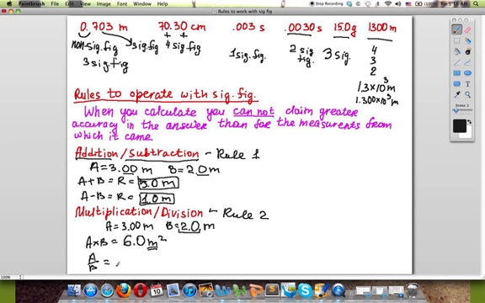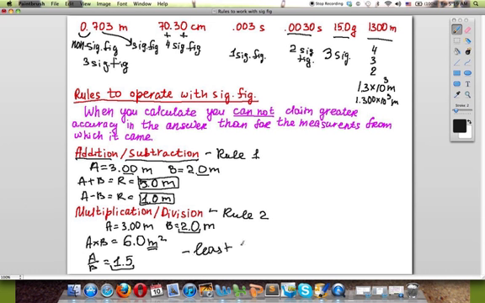Okay, so 3 divided by 2 is 1.5, and I don't have to add any more decimal places because this is 2 sig fig, and that's the least number of sig fig altogether. And meter over meter cancels out, so we don't have any unit here. Okay, so the major difference: for multiplication or division, we claim the least number of sig fig altogether.